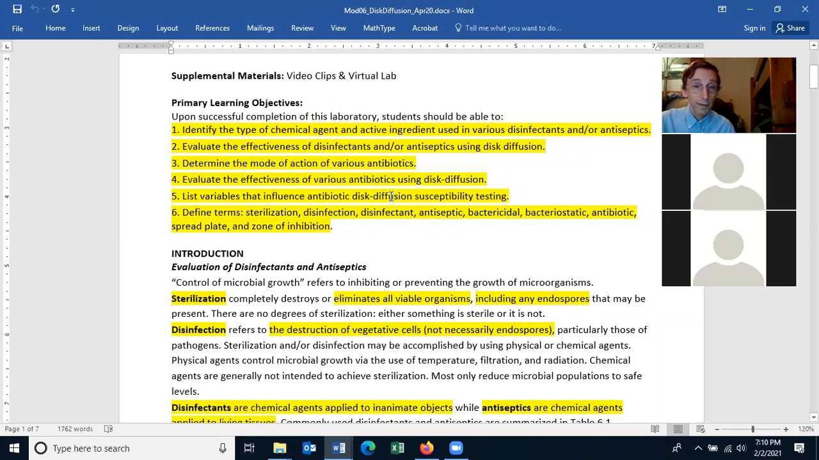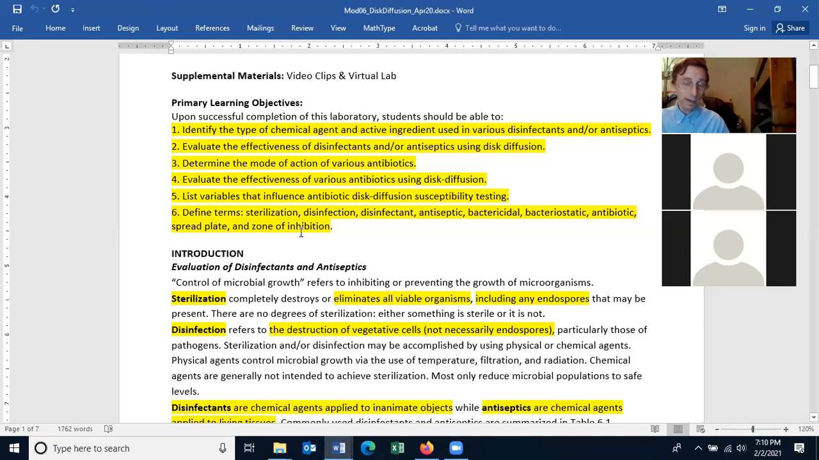List the different variables that influence antibiotic disk diffusion susceptibility testing. Be able to define the terms: sterilization, disinfection, disinfectant, antiseptic, bactericidal, bacteriostatic, antibiotic, spread plate, and zone of inhibition.